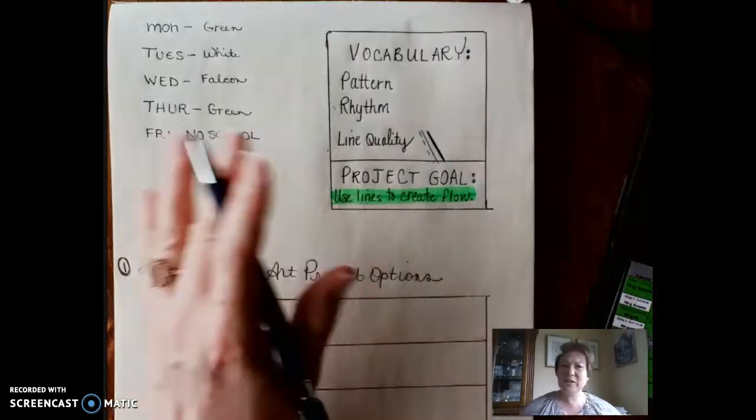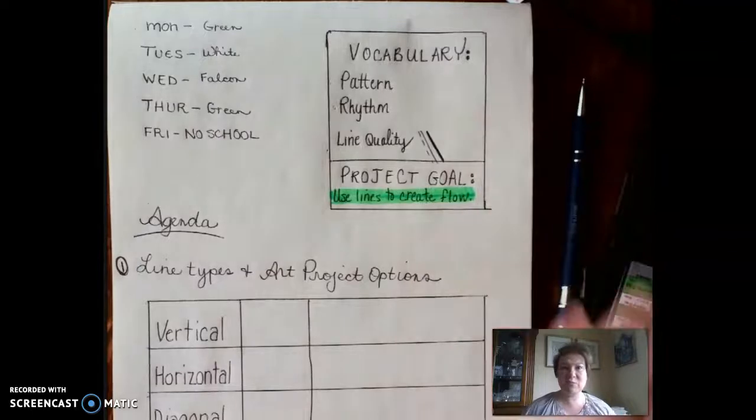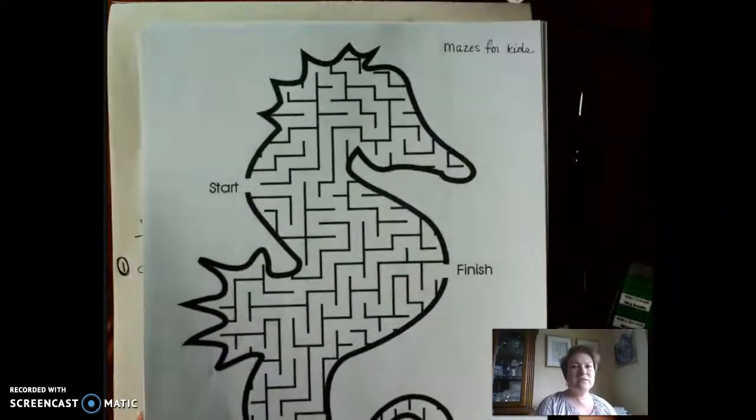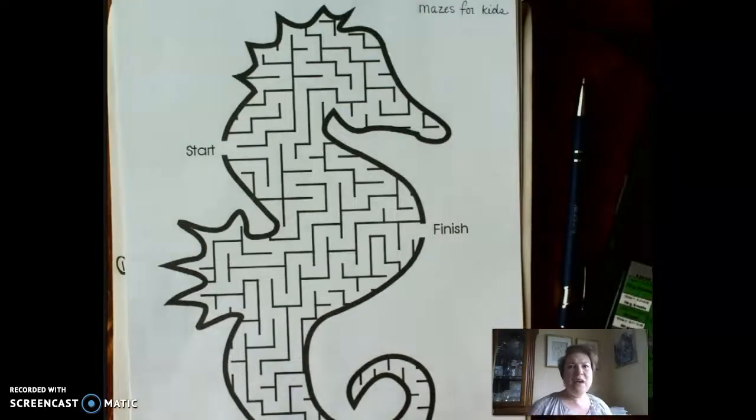Now, just real quickly, a heads up, here are some of the projects that you may choose to create. Okay, so for example, you may be interested in mazes. These are found on placemats, on the back of placemats when you go to restaurants. Maybe they're in coloring books. Some people really enjoy these.